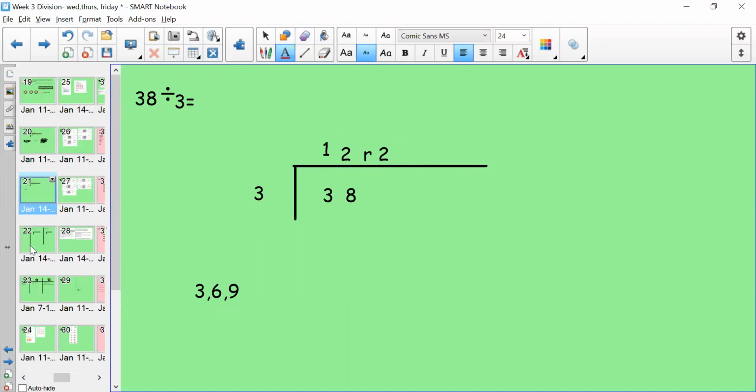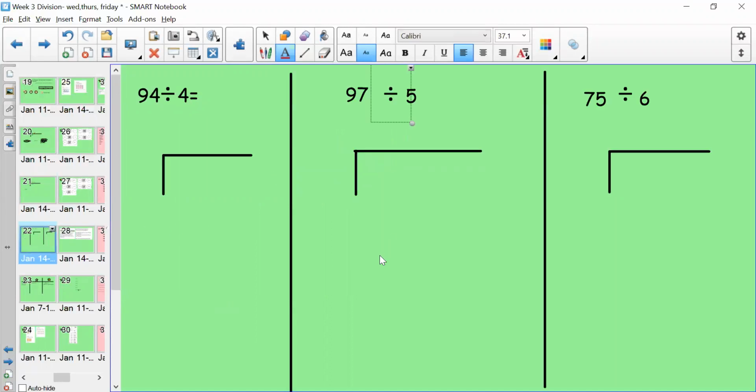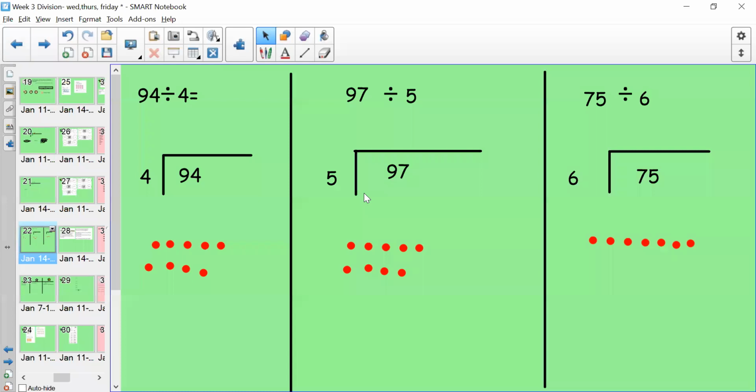Okay, so now we've got 3 more examples. So I'd like you to stop, pause the video, and have a go at these division sums before we move on to our worksheets. Okay, so let's go through these answers together.